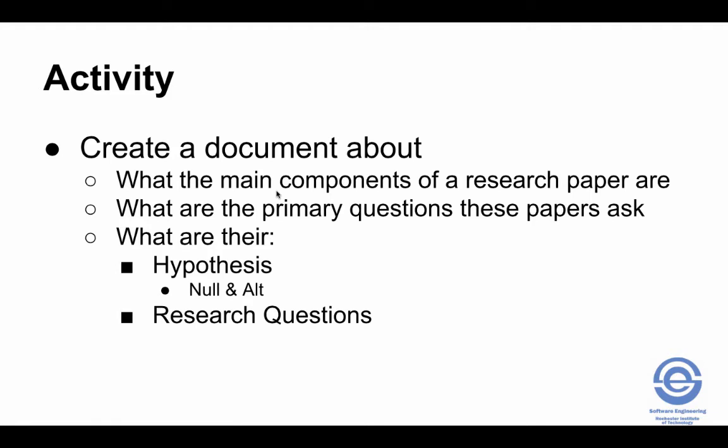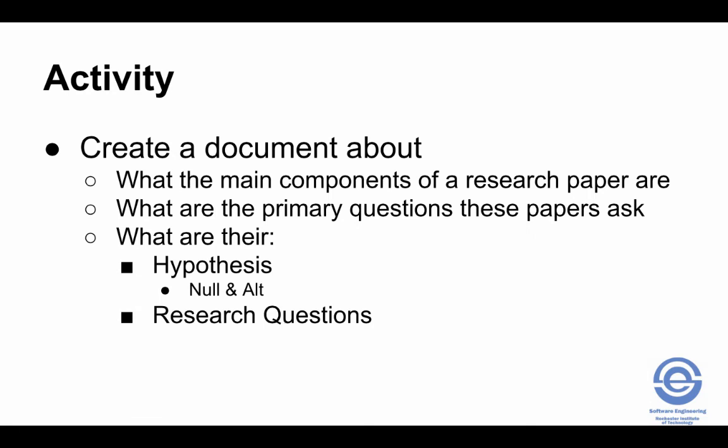So talk about what the main components of this paper are. What do you notice? Are there research questions they're asking? They may come right out and say, here's our 3 or 4 research questions, or you may have to dig in and find what the research questions are. Sometimes papers will explicitly point out their null and alternative hypotheses, but if they don't, you'll have to create those for yourself, and then tie that into the research questions they're asking. So this item and this item tie together pretty closely.